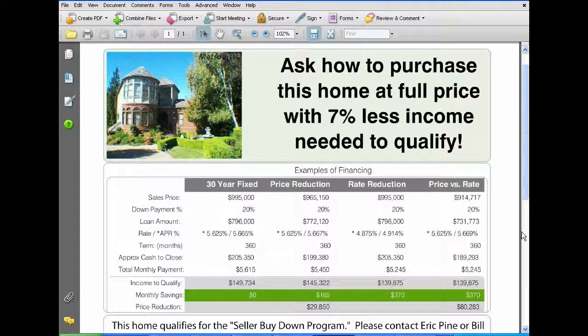I guess the question is, if the seller is selling at $995,000 and then they're giving $29-something thousand, like 3%, doesn't that reflect on the purchase price? Right, towards the end, yes. It'll still be at $965,000 or something like that from the netting. Right, so then they'll net the $995,000.